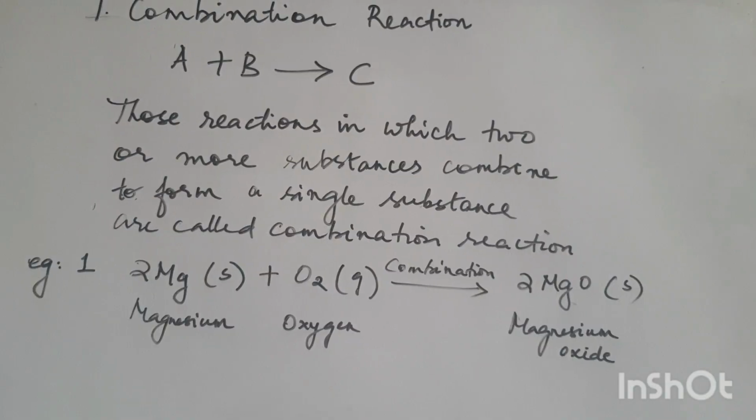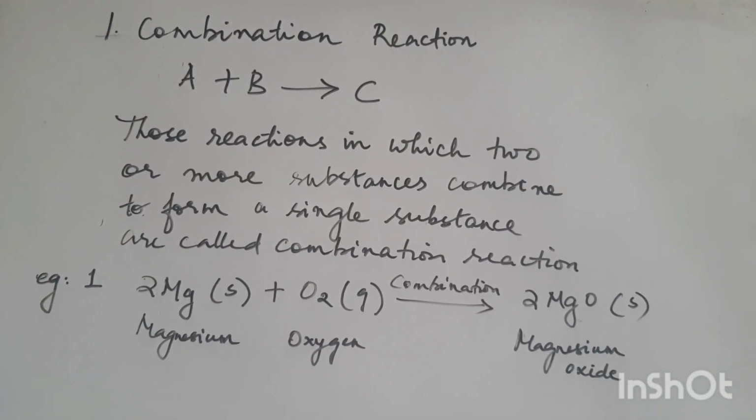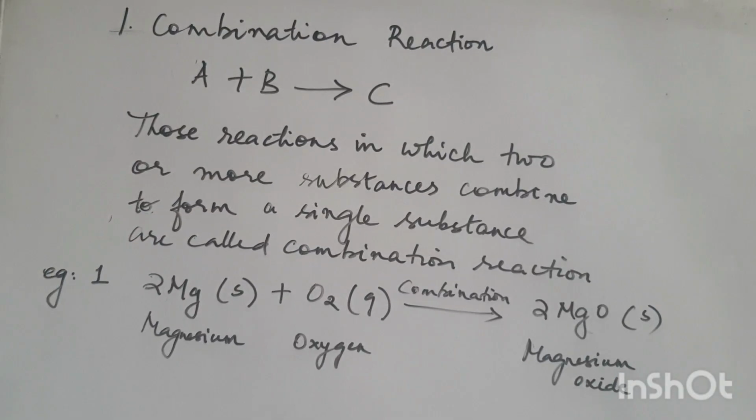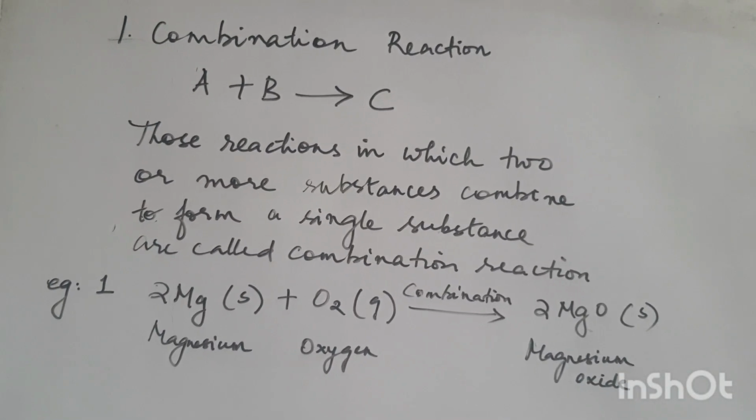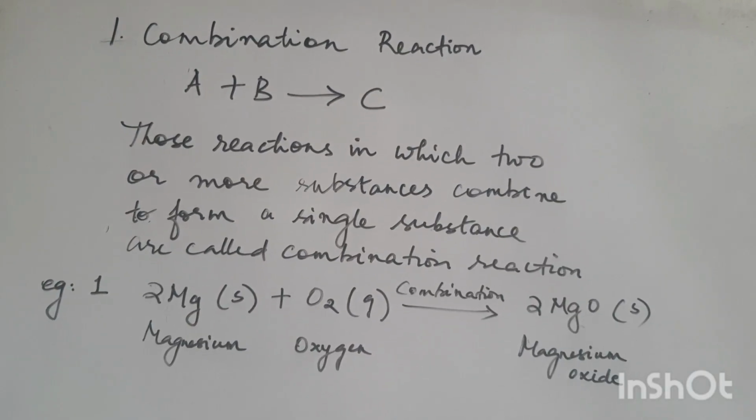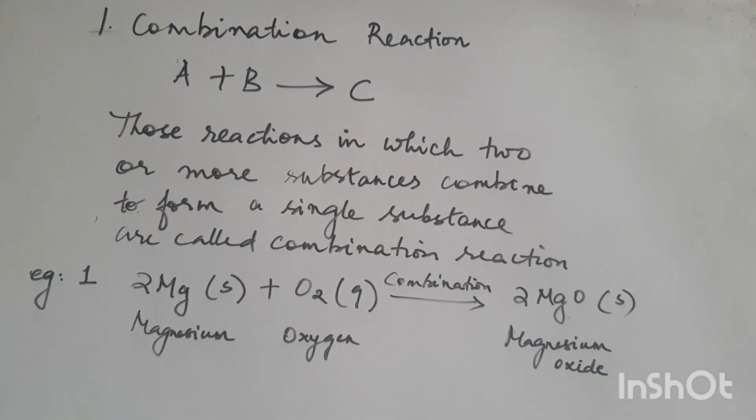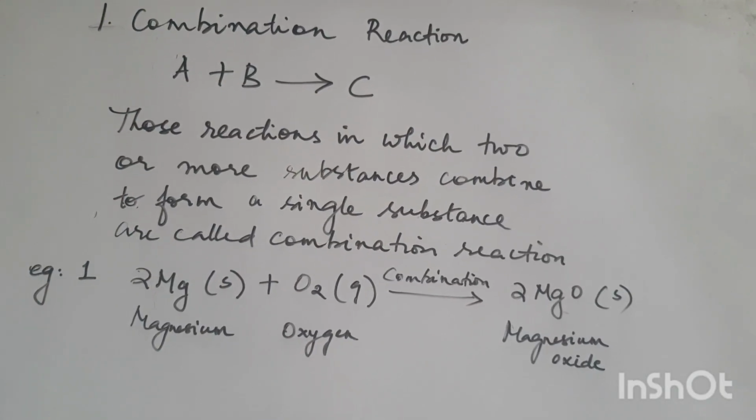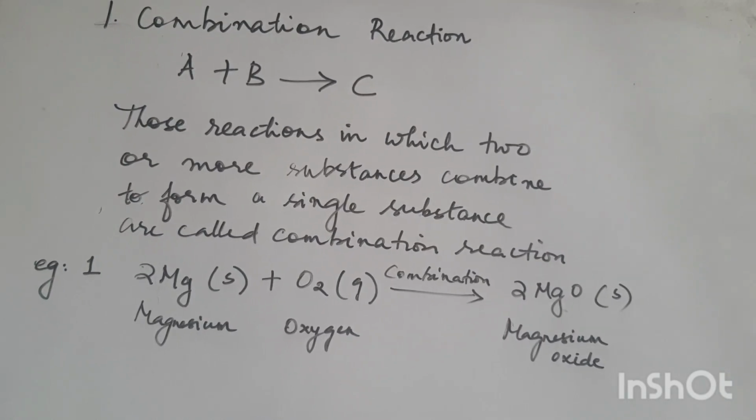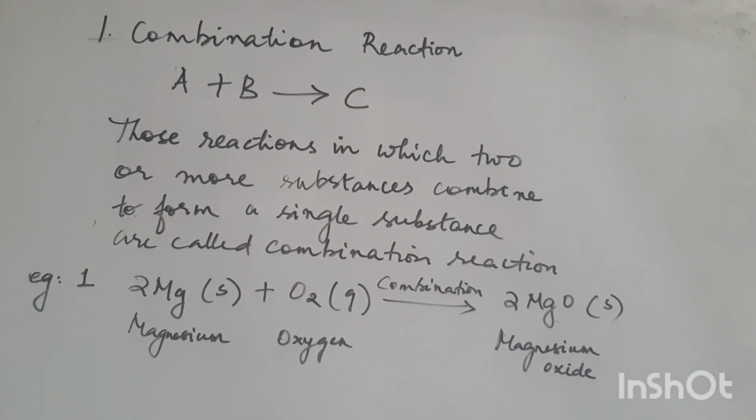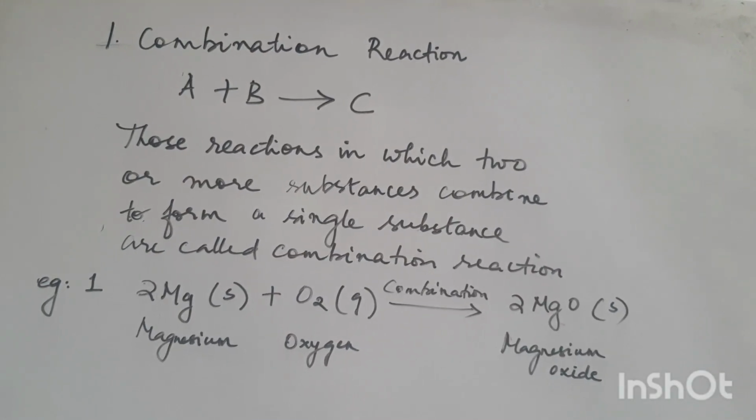So this is an example of what? Combination reaction. This reaction we learned in the beginning of the chapter: magnesium ribbon, when it is burnt in the presence of oxygen, gives what? Ash. With a dazzling white flame, it produces ash. What is that ash known as? Magnesium oxide. So this is the first example of combination reaction. Now we'll see some more examples.